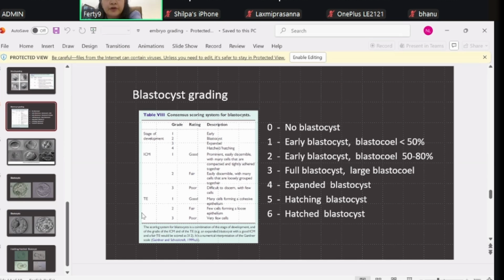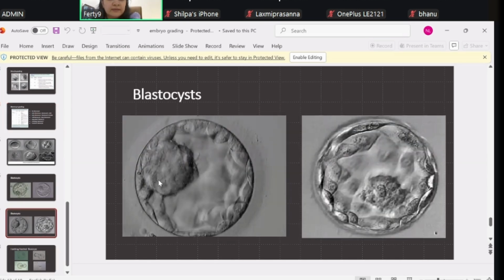Then comes the trophectoderm. Whenever you happen to see the blastocyst, so this is the blastocyst. So this inner cell mass is this region. Then the outer, where you can see this cohesive layer of epithelial cells, is called the trophectoderm. So when there is any gap in between these TE cells, we give as B grade, or if some of the TE cells are missing, we give it as C grade.